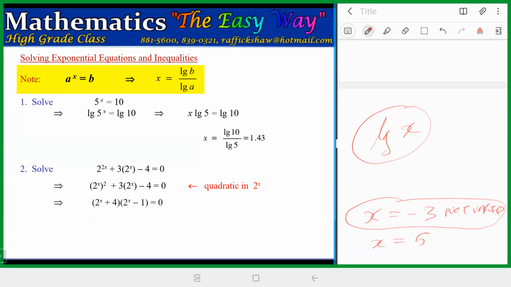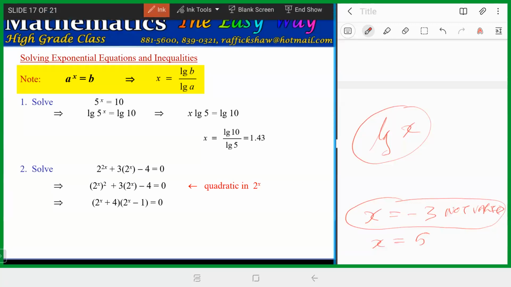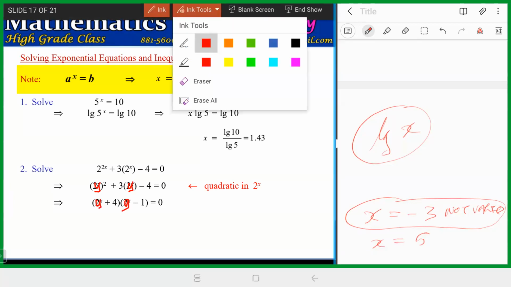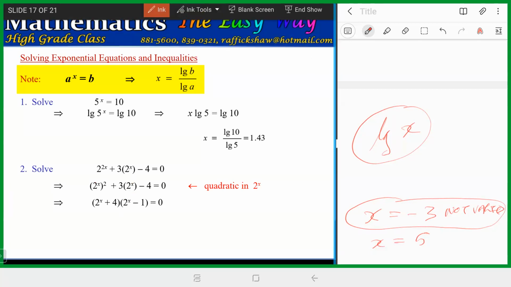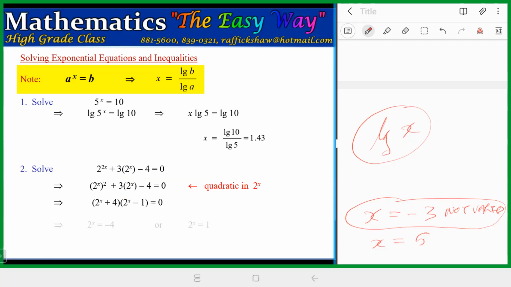And I factorize. But can you understand that? Huh? Can you understand that? I call it y. This 2 to the x is my variable. When I factorize it, so this is y, so this is y, and this is y. But instead of y, I just leave it as 2 to the x. No problem. Right? And then we can proceed. We have 2 to the x equals negative 4. 2 to the x equals 1.